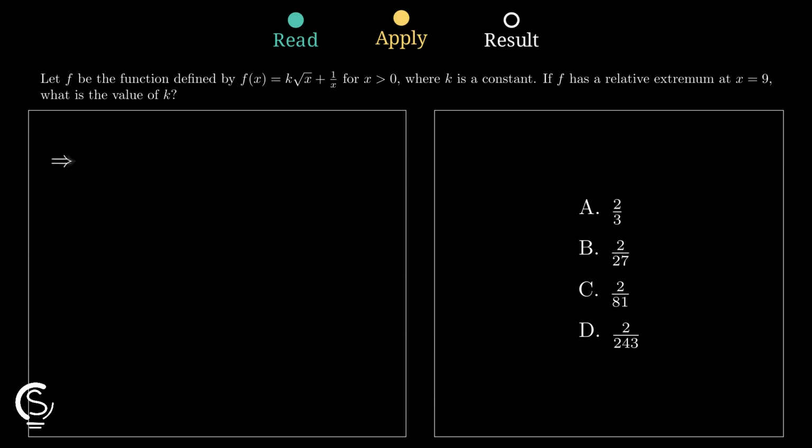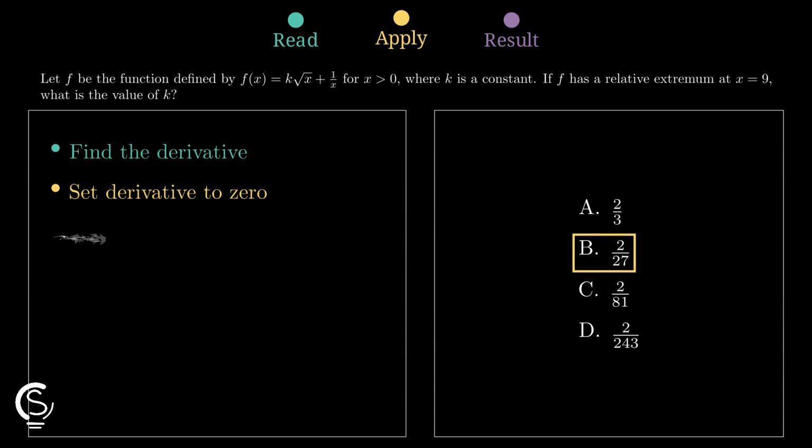Since we have a relative extremum at x equals 9, we set our derivative equal to 0. Now substitute 9 into every x to start simplifying the equation for our constant k. Solving this gives k over 6 equals 1 over 81. Multiply by 6 to find k equals 2 over 27, which is option B.